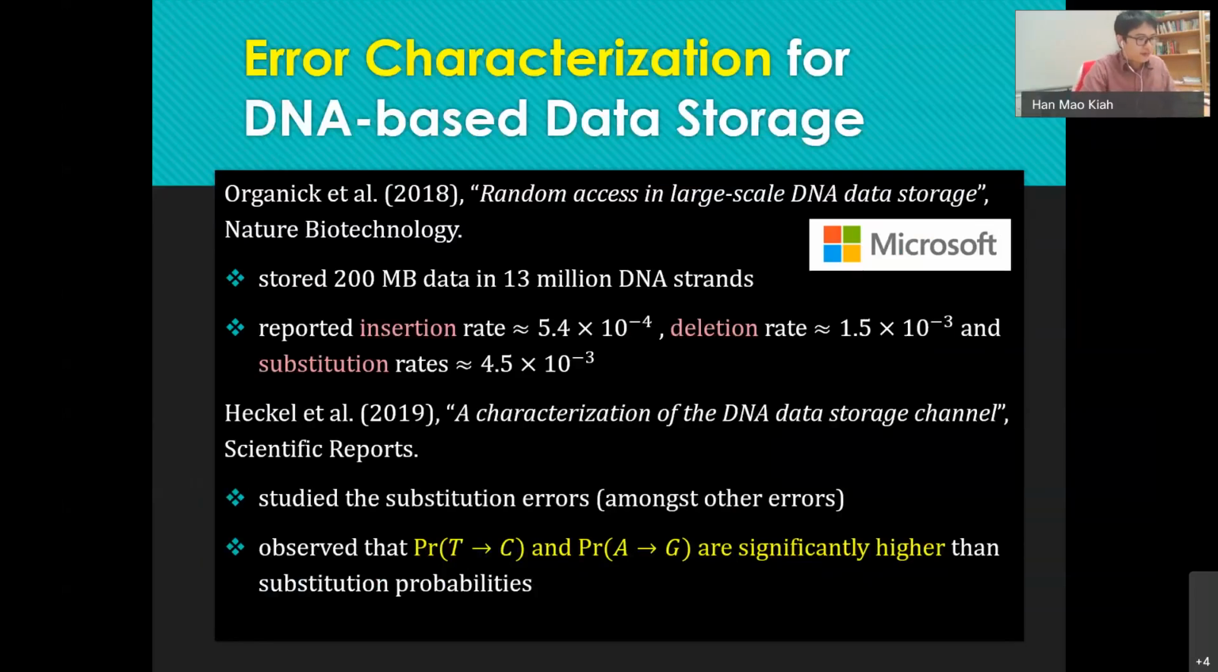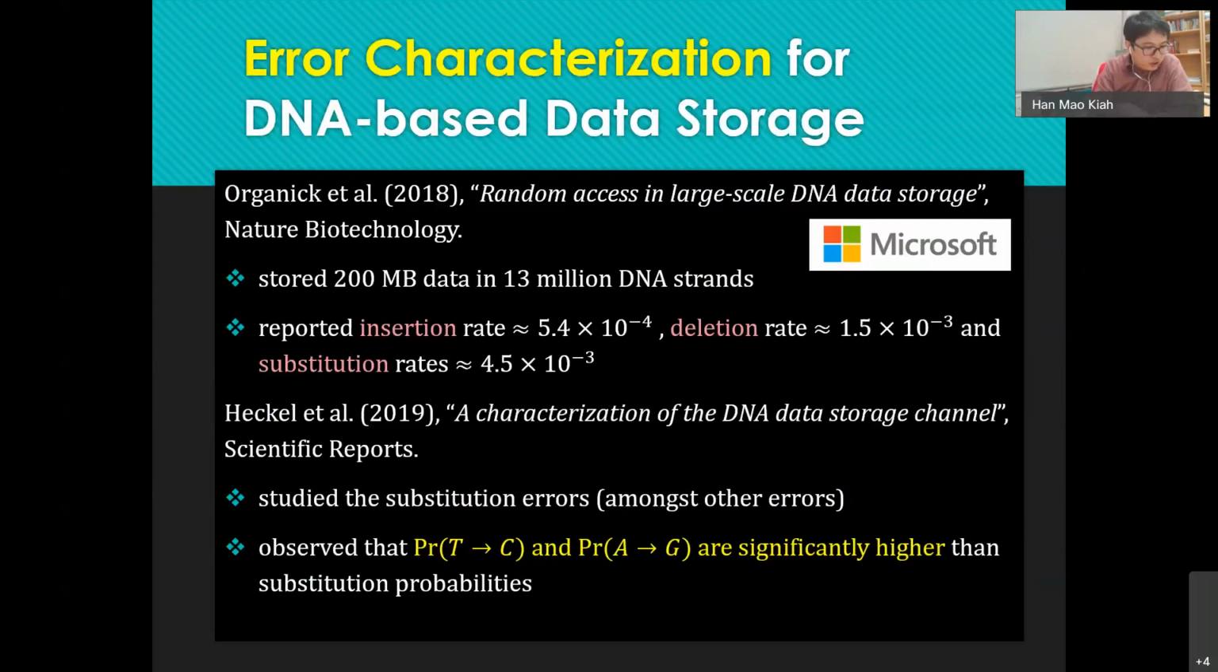As mentioned earlier, there have been numerous experimental implementations of DNA-based data storage since the first two in 2012 and 2013. And recently, the Microsoft team implemented an experiment involving millions of DNA strands. As part of the experiment, they actually reported the error rates, so basically the usual errors of insertion, deletion, and substitution. Later on, another group, led by Hacker et al., also reported similar error rates and also made this interesting observation.